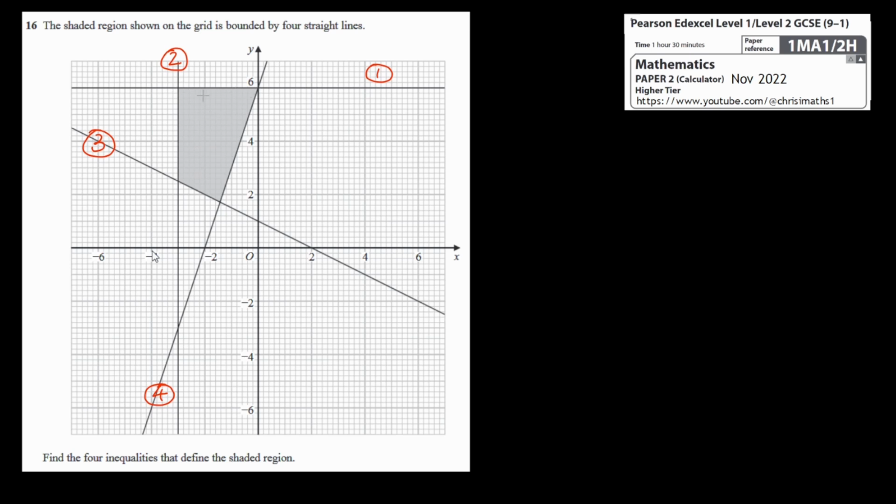Is the line included or is it not? In other words, are these the barriers that it doesn't quite reach or not? I'm going to assume that the shaded area reaches the line.